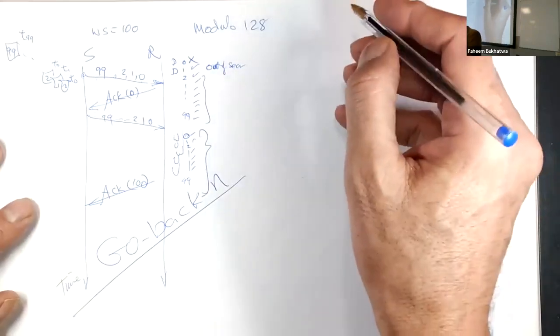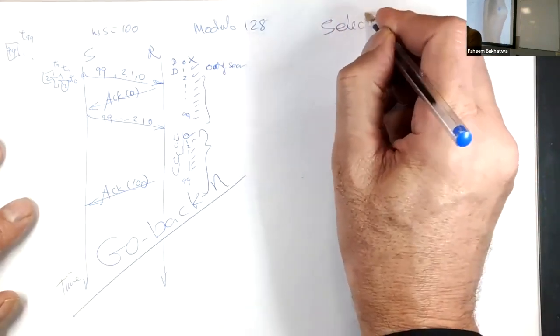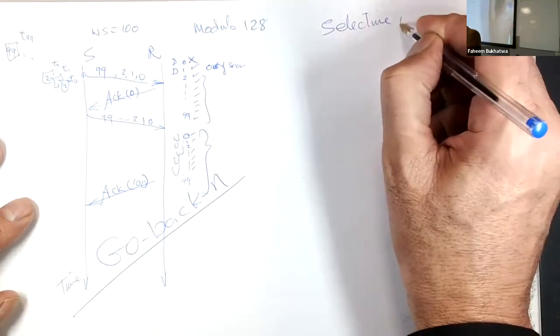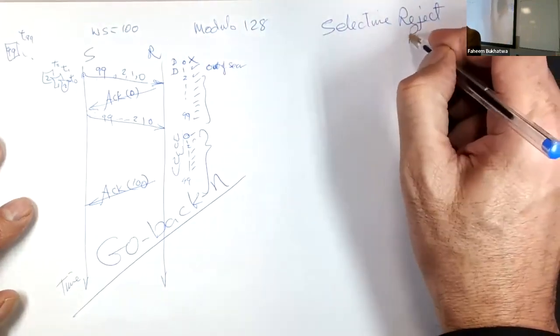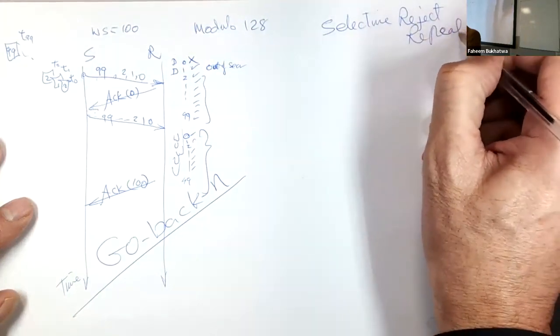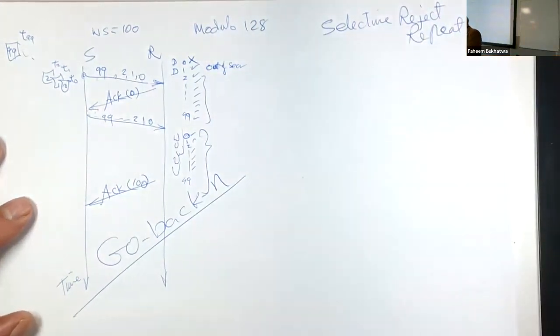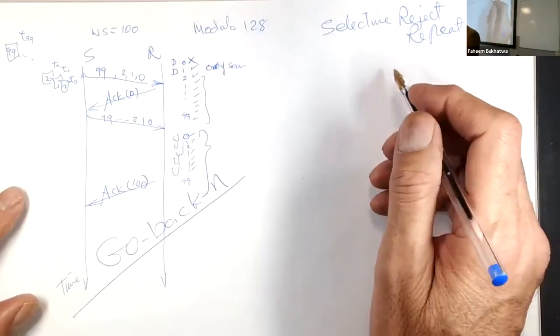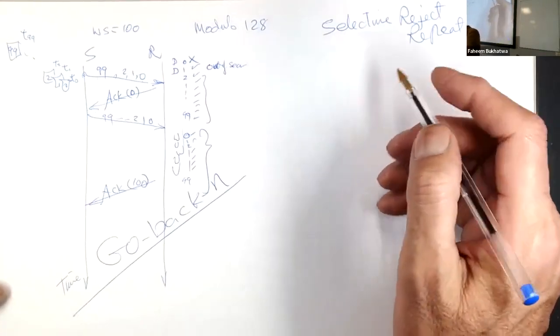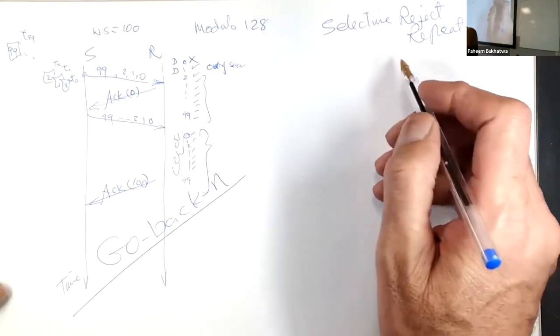This is called selective reject, or sometimes they call it selective repeat. Both names or words are used in textbooks. So this is the other algorithm. It's almost the same algorithm. It uses window size, it uses modulo, and the sender sends, and their timers, everything is the same, except one simple rule. They changed it, and it works much better, but at a cost.